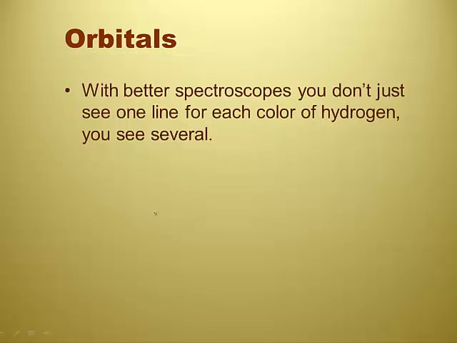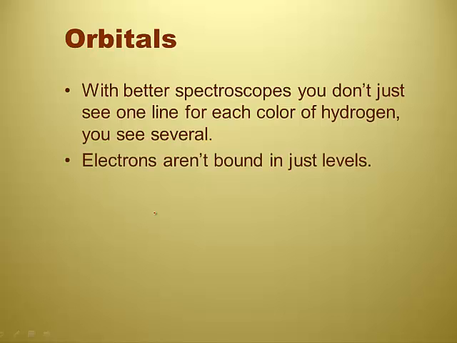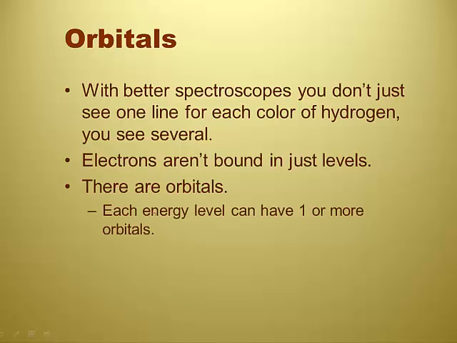So it turns out that with better spectroscopes than we have in class, you don't see just one line for each of those colors of hydrogen. So there's not just one line of purple. And this is where Bohr models started falling apart. If you take a magnifying glass to the purple line, you can actually see several lines there. And I think the red one turned out to be three different lines. So what we find out is that electrons aren't bound just in these circular orbits that Bohr had talked about, but that they can live in these orbitals that are in Schrodinger's model of the atom.